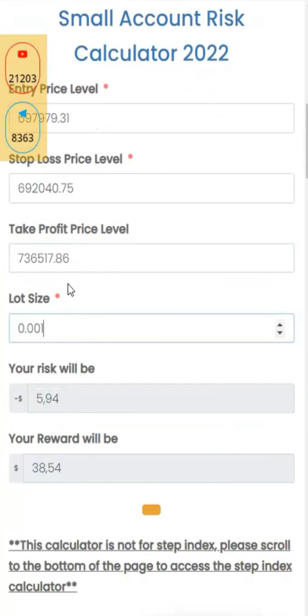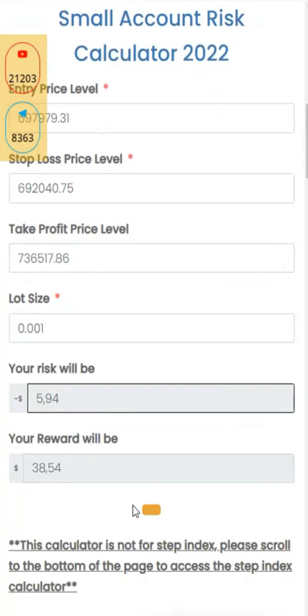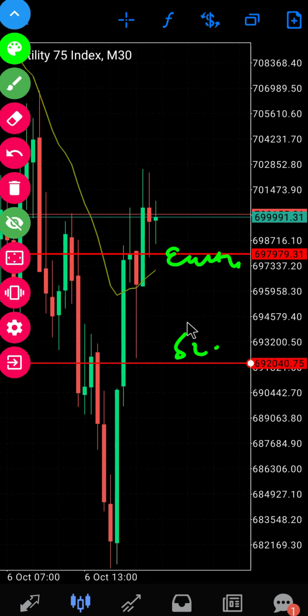You don't want to go nuts. You will see fire if you go nuts. Right? This is how much we're going to be risking, about that $5. And if you hit a target, this is how much we'll be making out of that particular trade. Okay, this $27.